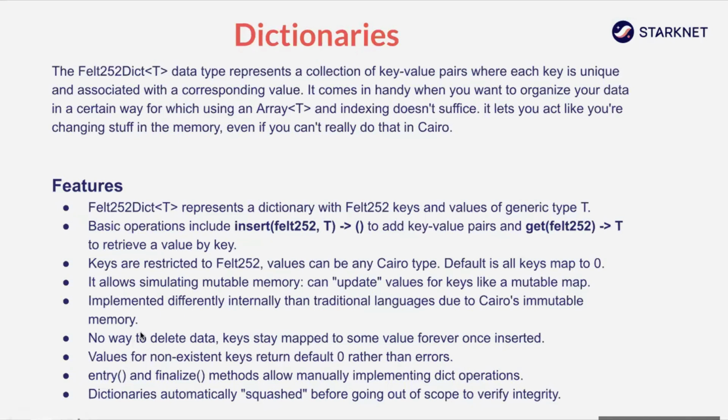Cairo also gives you the flexibility to implement these dictionaries on your own, manually, using the entry and finalize methods. You can explore that more; check out the Cairo book and see how that works. And then, dictionaries are automatically squashed before going out of scope to verify integrity. I'm going to explain that too.